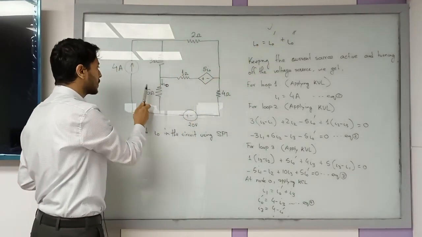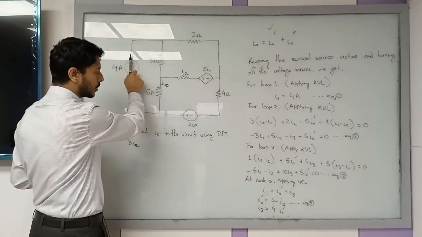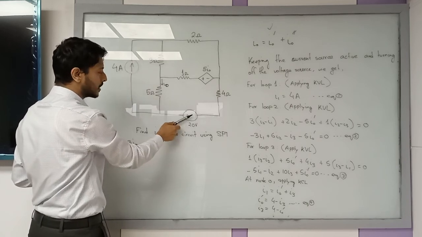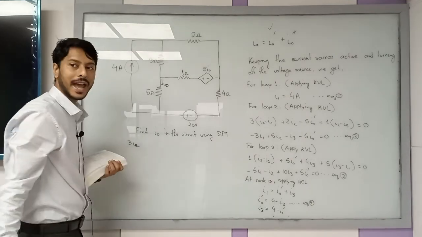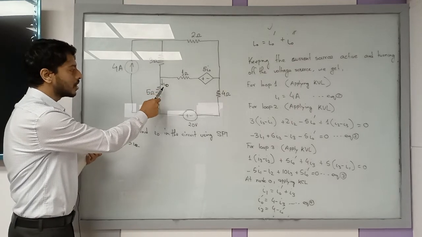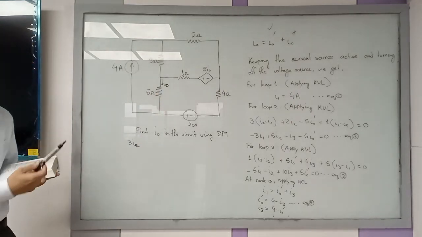Then you have to consider this source to be off or open circuit, and this one should be active, not short. This should be active, and then you have to find this I naught double prime in that case. Okay, so let's do it.